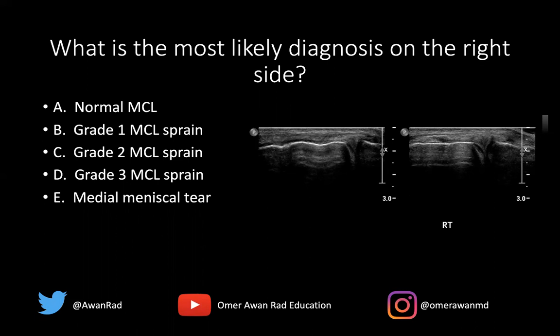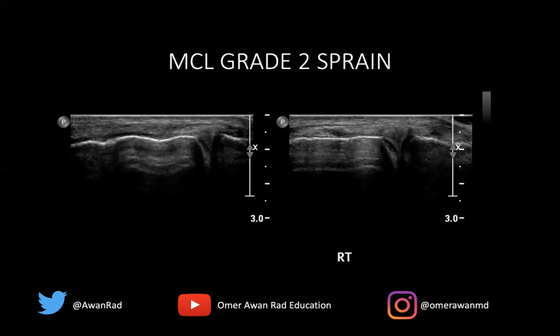And of course, the answer to this is a grade 2 sprain of the MCL. We have a hypoechoic defect along the fibers of the MCL, and I'm going to explain all the findings. And I think it's important, first and foremost, to talk about the anatomy of this on ultrasound.